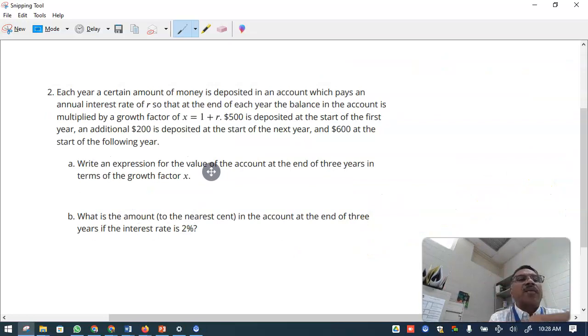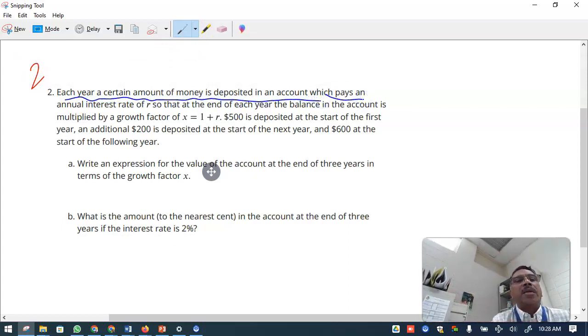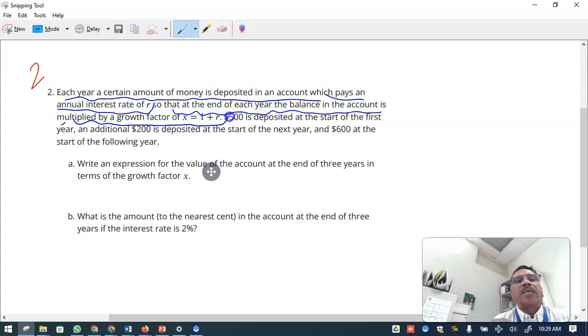Okay, the second question is: each year a certain amount of money is deposited in an account which pays an annual interest rate of R, so that at the end of each year the balance in the account is multiplied by the growth factor. So this is important: x equals 1 plus R, where R is the rate of interest. 500 is deposited at the start of the first year.